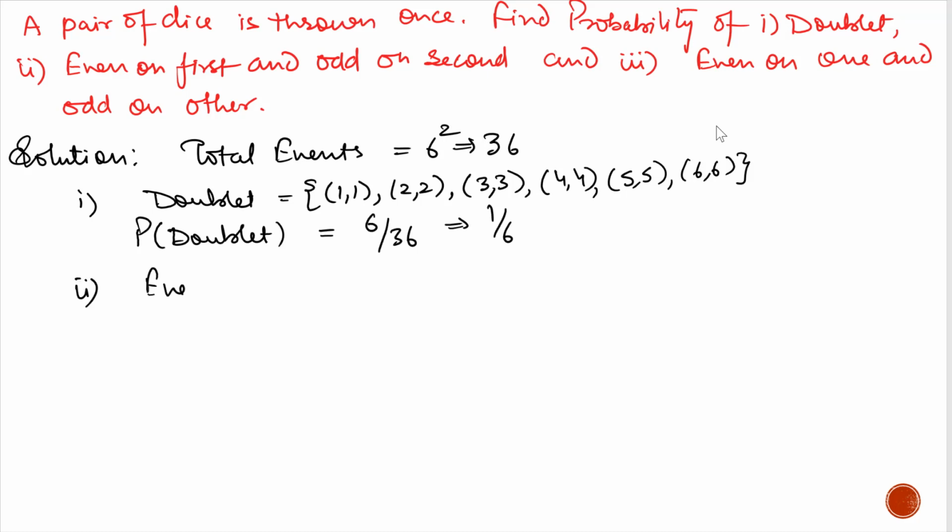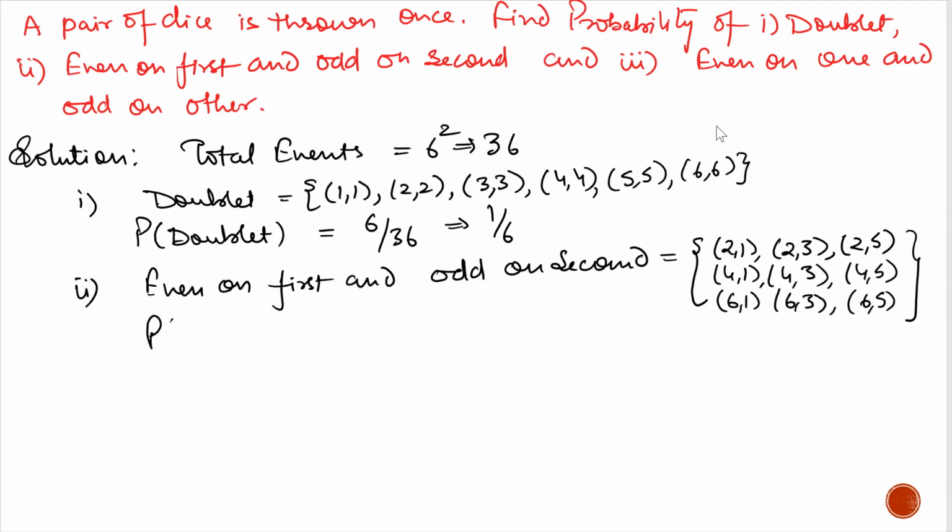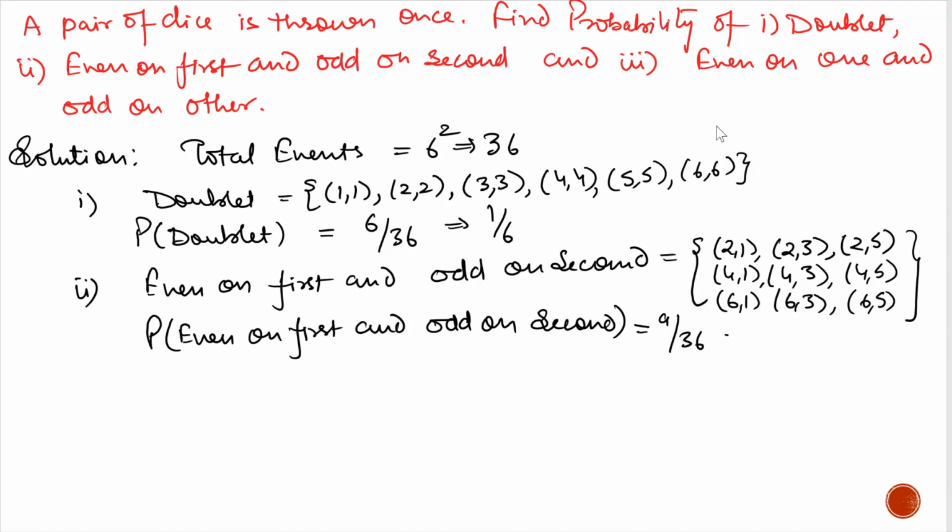Next part. We want to find the probability of even on the first and odd on the second. Even on the first means we have 2, 4, 6 on the first, and odd on the second means we have 1, 3, and 5 on the second. So we have the combinations 2,1, 2,3, 2,5, 4,1, 4,3, 4,5, and 6,1, 6,3, 6,5. 9 events are favorable to this. So the required probability is 9 by 36, which equals 1 by 4.